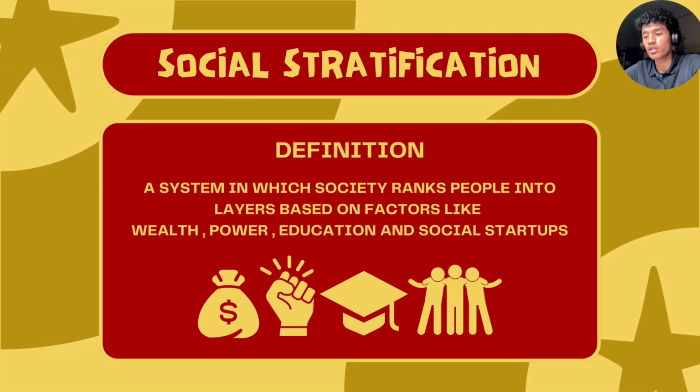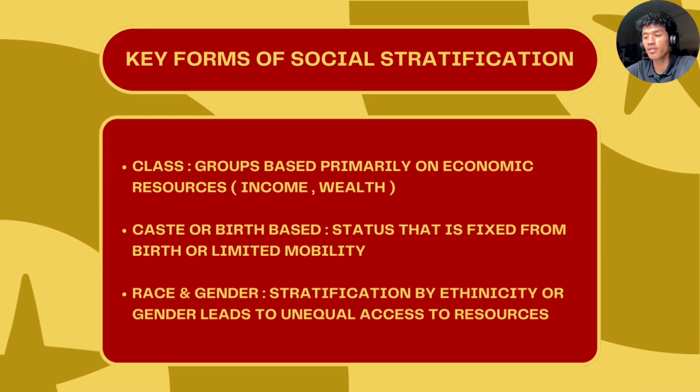And finally, social stratification. For the definition, it is a system in which society ranks people into layers based on factors like wealth, power, education, and social status. And then we have key forms of social stratification. For the first one is class, group based primarily on economic resources. Second, caste or birth based, status that is fixed from birth or limited mobility. Lastly, race and gender. Stratification by ethnicity or gender leads to unequal access to resources.